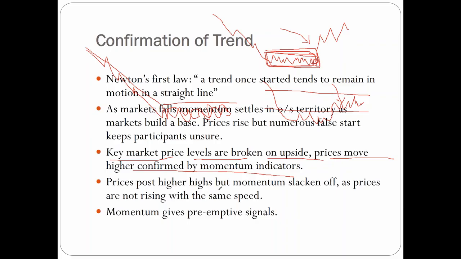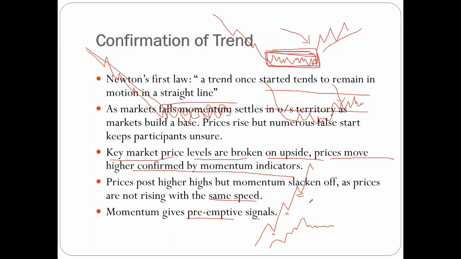Prices post higher highs, but momentum slackens off as the prices are not rising at the same speed, and momentum gives us pre-emptive signals. That means now the base is made and the prices are rising higher, and so is the momentum. Now the prices are making higher highs and higher lows, and suddenly the momentum indicators were also rising with price. Now the momentum indicators started slackening.